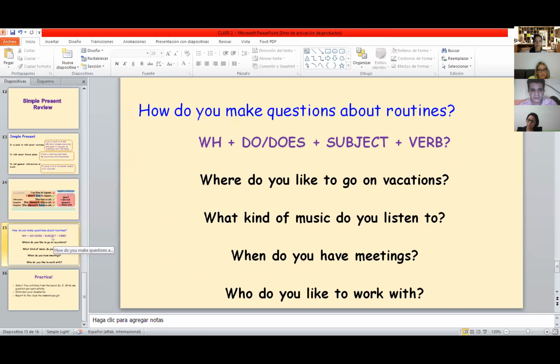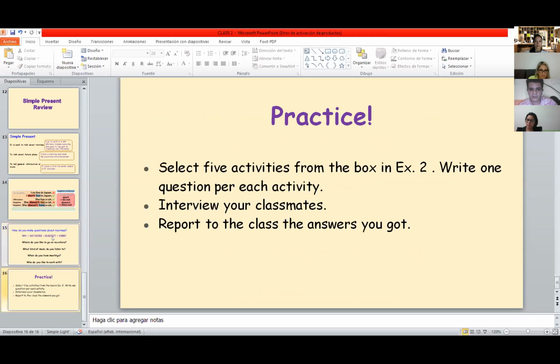We are going to work a little bit on this. We're going to practice this tomorrow. We're going to work on this activity tomorrow. You're going to select some activities. You're going to create questions and you're going to ask your partners. We're going to do this tomorrow because it's almost time to finish the class.